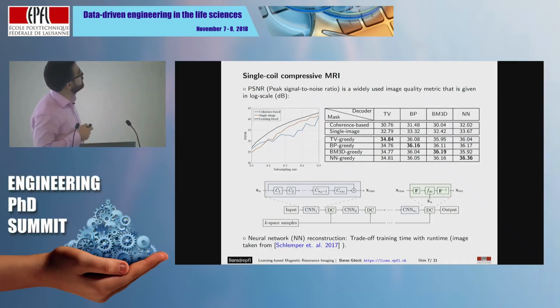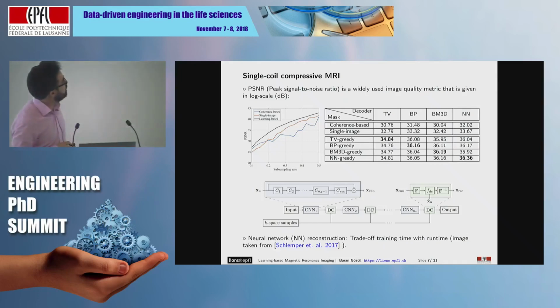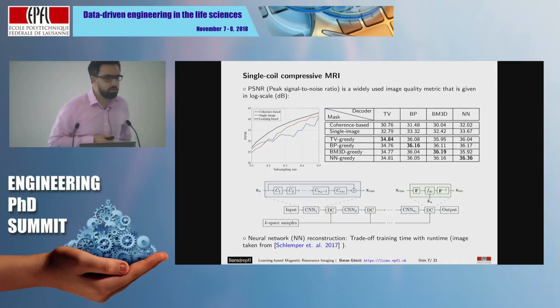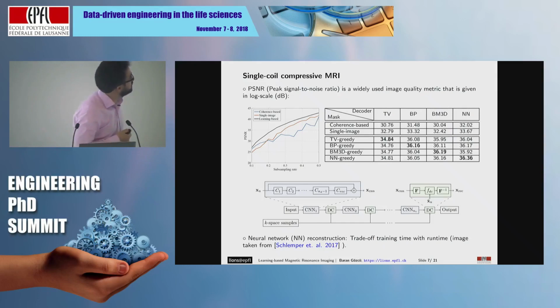First, I will give results in a setting of single-coil MRI, which means basically that in one scan, I just record one image. And before I give the results, I need to also define what PSNR is. PSNR is a metric in image processing that defines the image quality, peak signal-to-noise ratio. It is given in log scale, decibels.